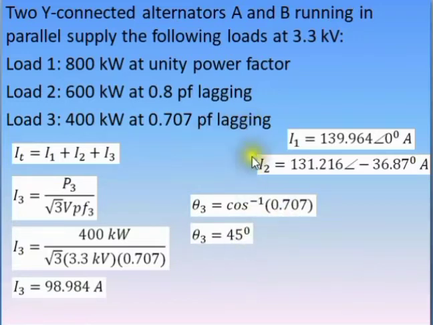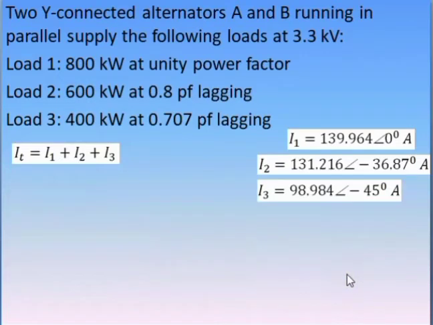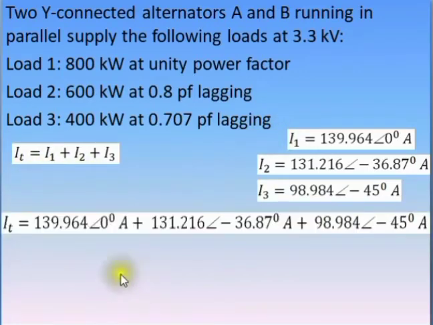May lagging na power factor po yan, kaya kapag kinombine natin sa value ng I3, we have I3 equals 98.984 angle negative 45 degrees amperes. Ngayon nakuha na natin yung mga currents ng I1, I2, and I3. Substitute lang po natin sa equation na ito.